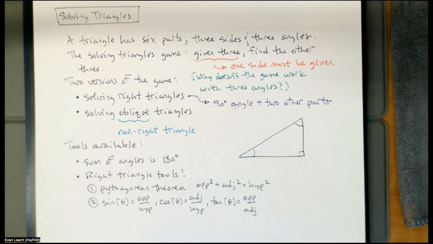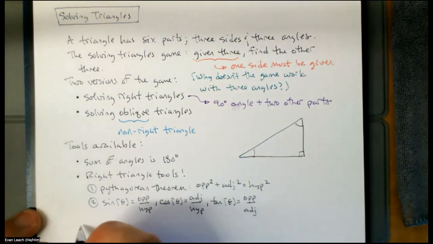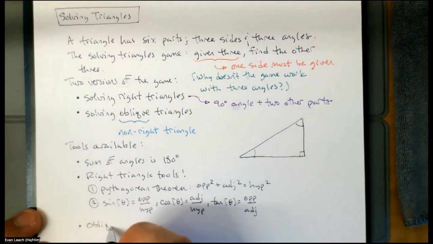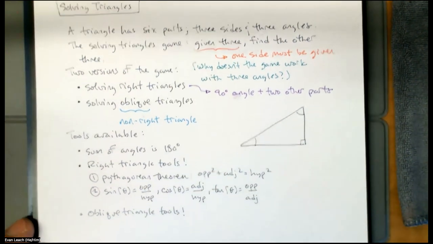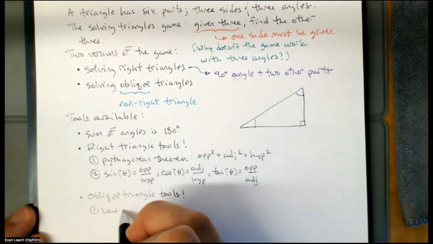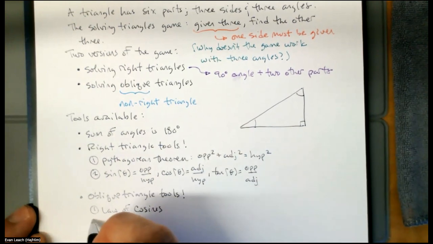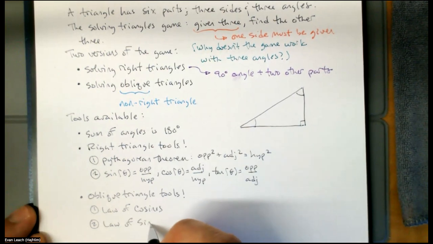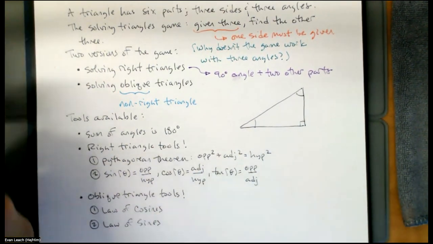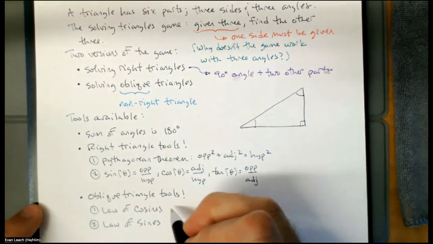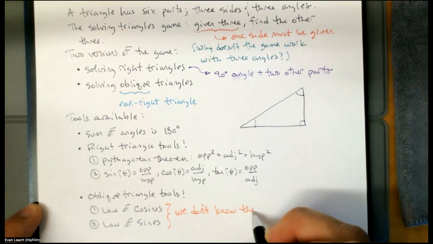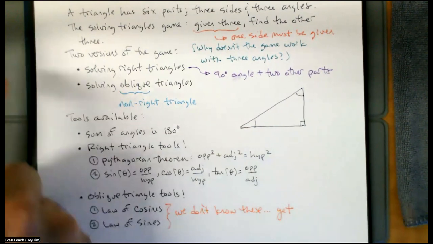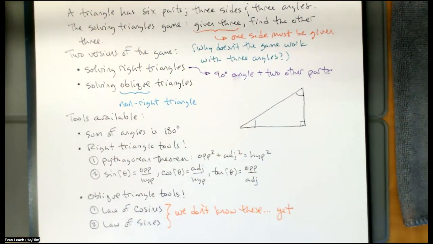There are the tools that we could use for oblique triangles, but we don't know them yet. We don't know these yet, but they're called the law of cosines and the law of sines.